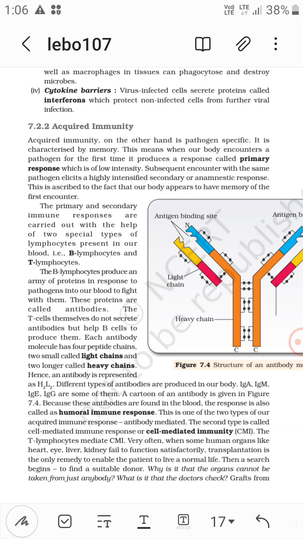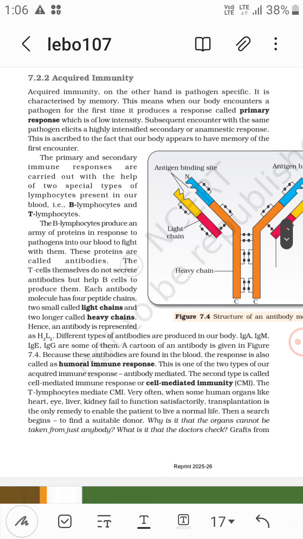Both the primary and secondary (anamnestic) responses are carried out with the help of two special types of lymphocytes present in our blood, that is B lymphocytes and T lymphocytes. B lymphocytes produce an army of proteins in response to pathogens into our blood to fight them. These proteins are called antibodies.